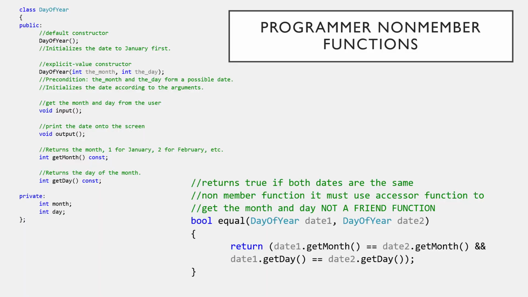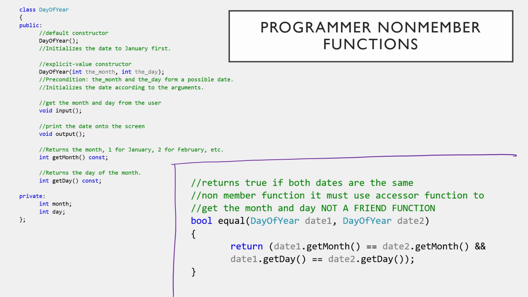So here's an example of a non-member function. So this function is a non-member function. This is not a friend function. We're going to go through this leading up to how to do friend functions.